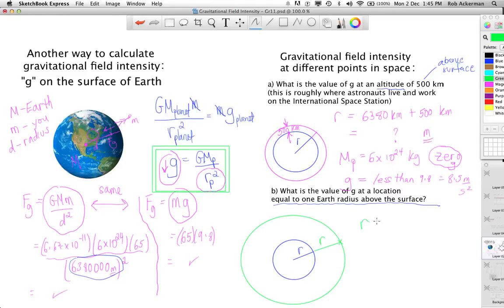So now, what are you going to use for r? Well, if you guessed 6380 kilometers plus 6380 kilometers, then you are correct. Of course, don't forget to convert to meters, otherwise you will make a mistake in your calculation. And don't forget to square the radius. A lot of people forget that.